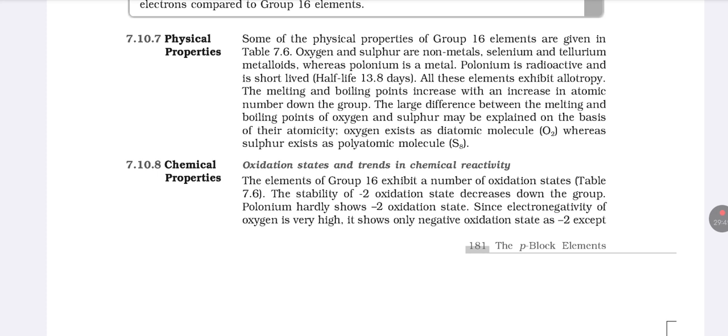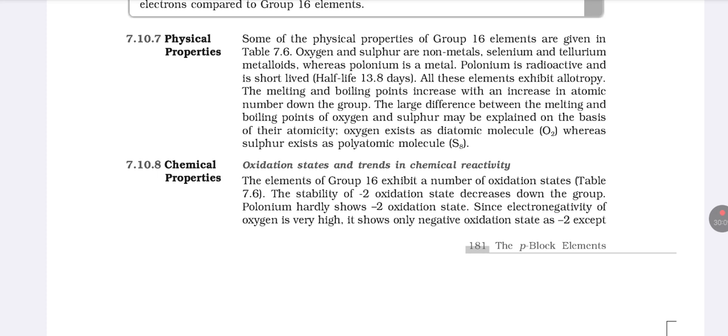The large difference between the melting and boiling points of oxygen and sulfur may be explained on the basis of their atomicity. Oxygen exists as a diatomic molecule, whereas sulfur exists as a polyatomic molecule.